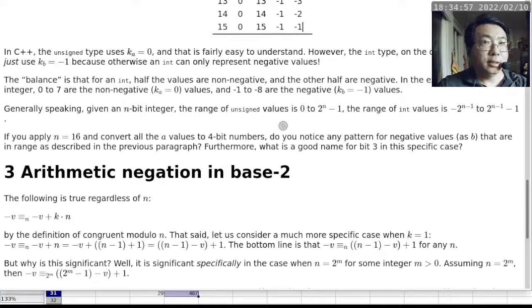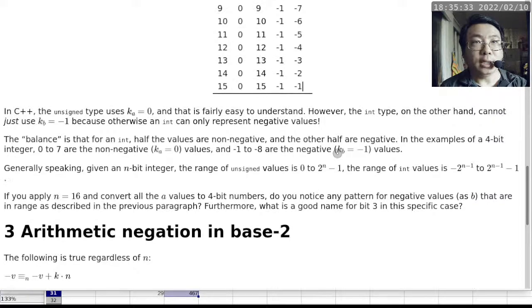All right. So here's a question. At the end here, I have a little paragraph to see if you have an observation, but you cannot make that observation until you look at the column of V as binary numbers. But let's talk about the observation first. Do you notice any pattern for negative values as B that are in range? Because we still have to make sure that we only talk about values that are in range, as described in the previous paragraph. Furthermore, what is a good name for bit 3 in this specific case?